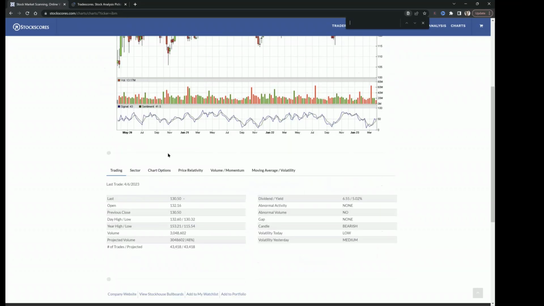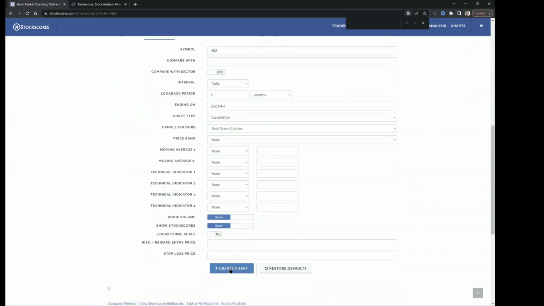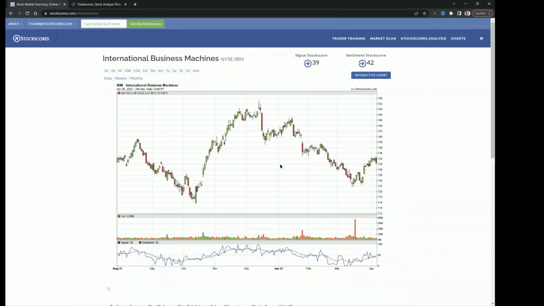If I don't want it to be a weekly chart anymore, I go back to chart options, change it from weekly, say to daily, 3 years to 8 months, create chart. Now that's my new default. Okay, so that's a little lesson on how to use the charts.